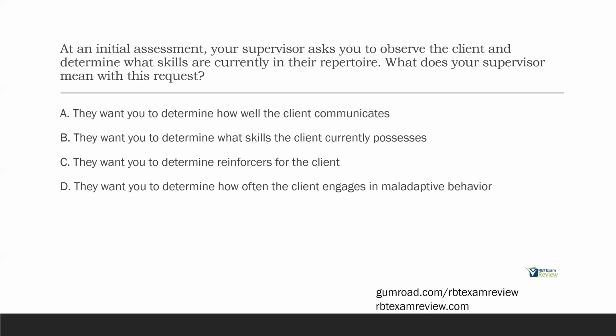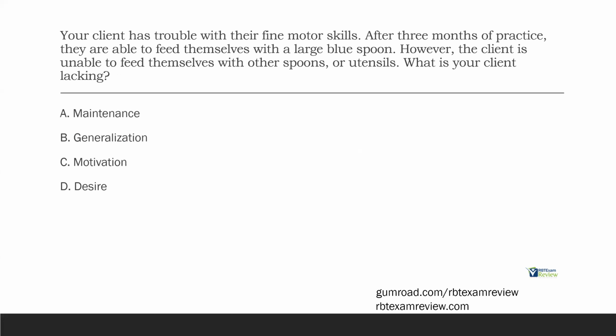Always read all of your answer choices. C, they want you to determine reinforcers for the client. You can have a reinforcer repertoire, right? All the reinforcers that work for you, but we're not looking at that. We're looking at the skill repertoire. And then D, they want you to determine how often the client engages in maladaptive behavior. That would be some sort of frequency measure. We are not measuring that. You're simply working with the client, observing the client, figuring out what they can and can't do. You're identifying their repertoire. So our answer here is B. You need to determine what skills the client currently possesses.